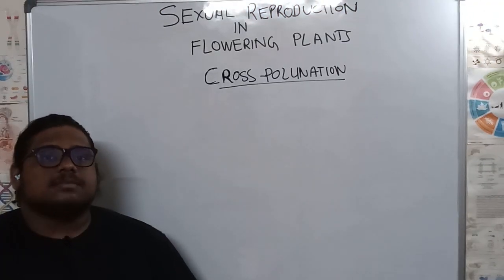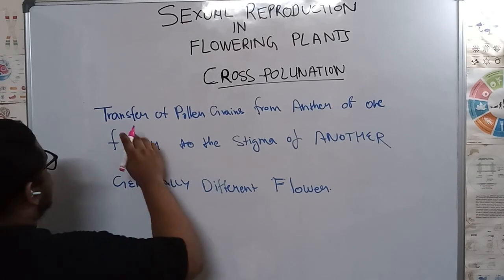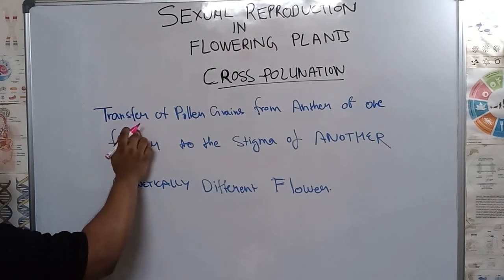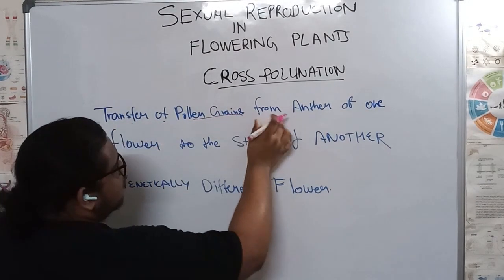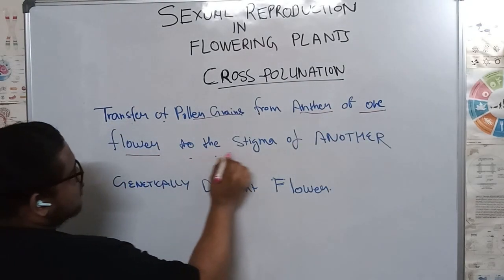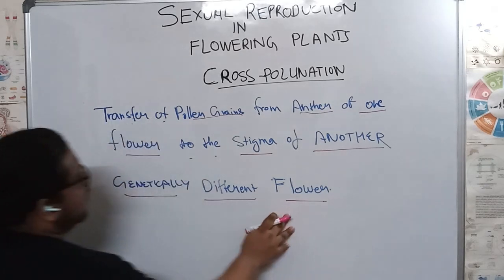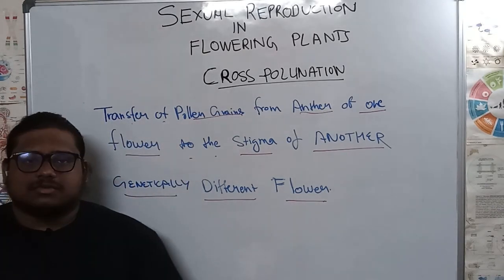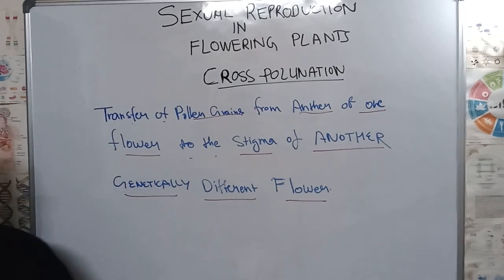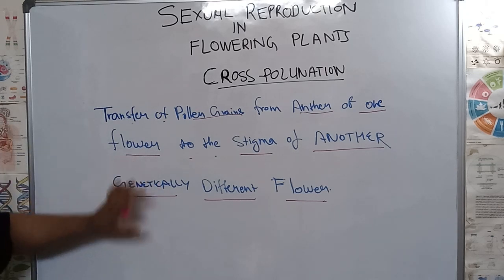अब हम next major type of pollination देखेंगे which is the cross pollination. Cross pollination is transfer of pollen grains from the anther of one flower to the stigma of another genetically different flower. मतलब कि in cross pollination there is the transfer or the pollen grains they move from one flower of a plant to the flower of another plant. अब ये जो word है genetically इसका meaning क्या होगा?